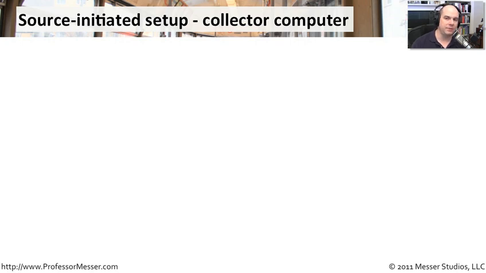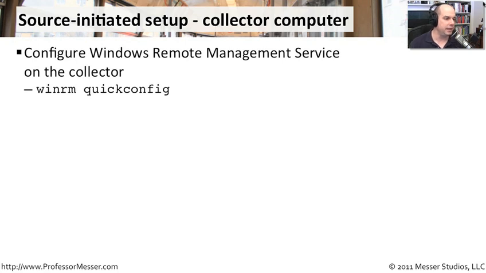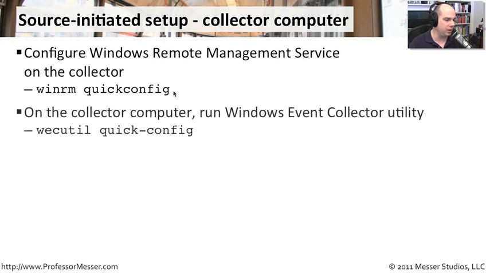Now let's see what we'd have to do on the collector computer to get this to work. The first thing is we need to configure the Windows Remote Management Service, winrm quickconfig. That was what we did on our source computer earlier. Now we're going to do it on the collector to have this source-initiated work. On the collector computer, also run the Windows Event Collector utility, which is wecutil quick-config. Looks very similar to what we've done already.